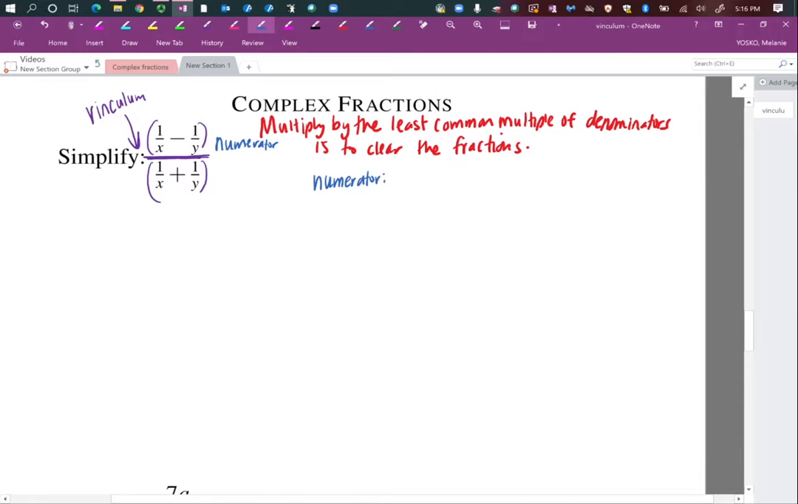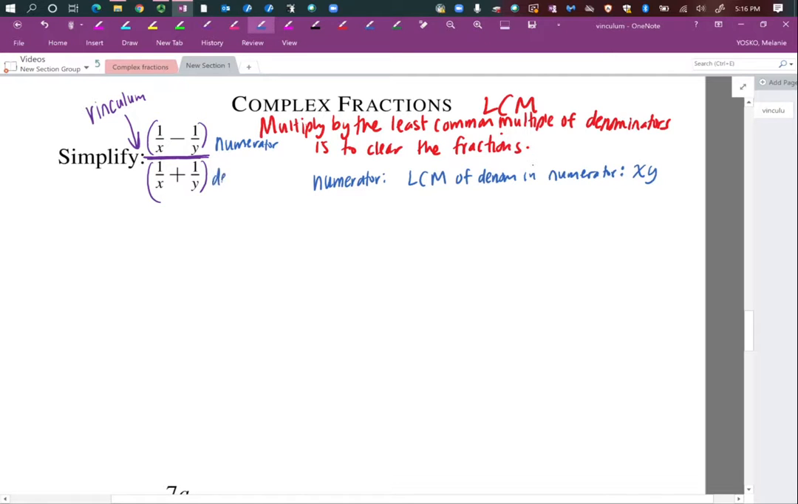So least common multiple, that's LCM. And we use it when we're trying to find common denominators. So what is the least common multiple of the denominators in the numerator? Well, we have x as a denominator. We also have y. They have no factors in common. So the LCM, least common multiple, will be x times y.